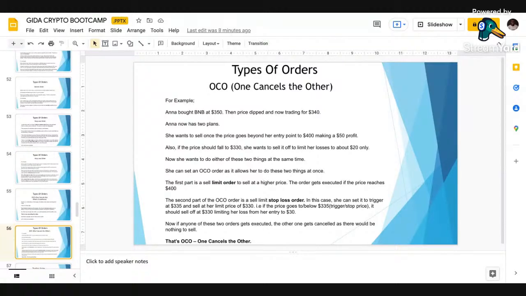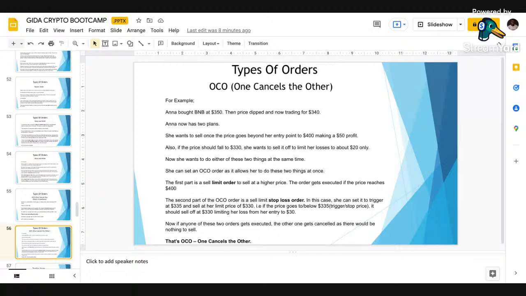Do you understand? So she wants to do either of these two things at the same time. So what can she do? She can set an OCO order, as it allows you to do these two things at the same time. That is the beauty of OCO. So the first part of the OCO is a sell limit order.